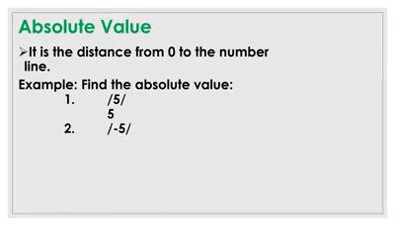And then, another example, the absolute value of negative 5. Again, the distance from 0 on the number line is 5. So the absolute value of negative 5 is positive 5. Then, we have the absolute value of negative 100 is 100. The absolute value of 0 is 0.